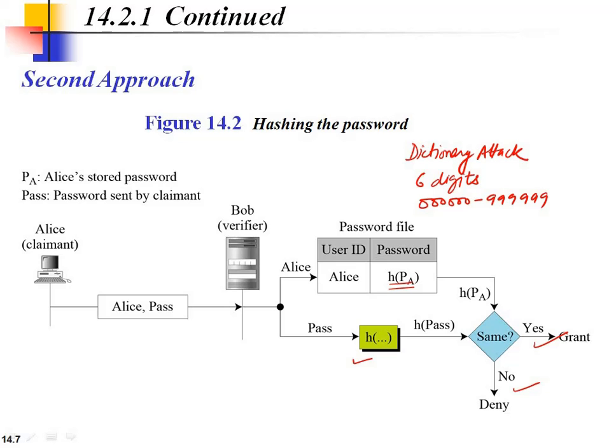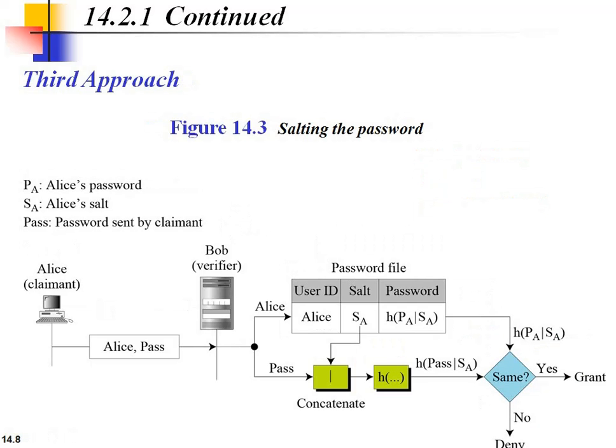To overcome this type of attack, we have the third approach, that is based on salting the password. When the password string is created, a random string called the salt is concatenated to the password, and now the salted password is then hashed. So when the claimant, that is Alice, first sends her identification and password to the verifier, then the ID, the salt, and the hash are stored in the password file.